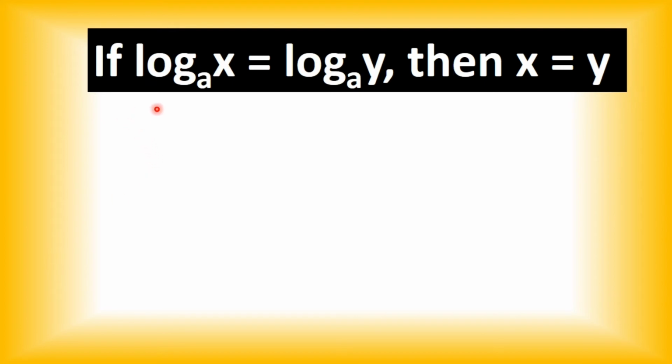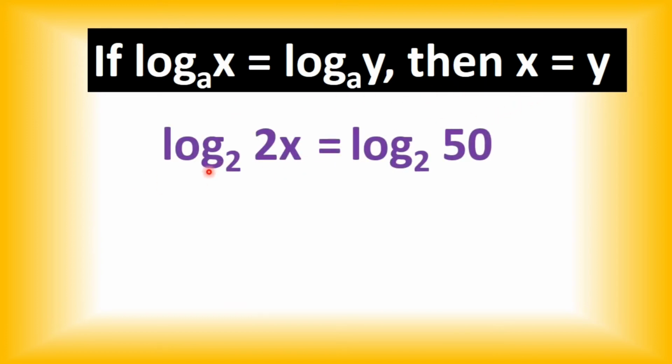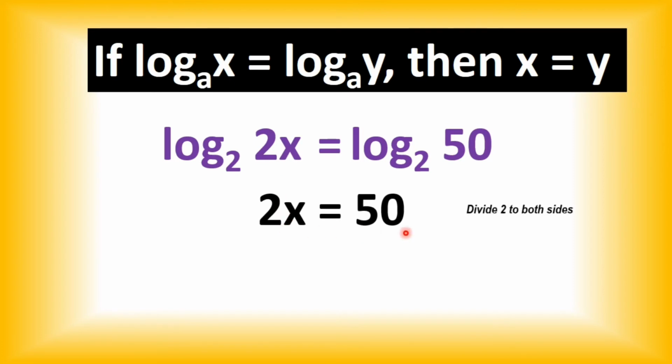If log base a of x is equal to log base a of y, then x is equal to y. So, they have the same base. And this is the one-to-one property. For example, log base 2 of 2x is equal to log base 2 of 50. So, nasa same base sila, and this is the one-to-one property. So, ang matitira na lang ay 2x is equal to 50. Divide both sides of the equation by 2. So, we have x is equal to 25.